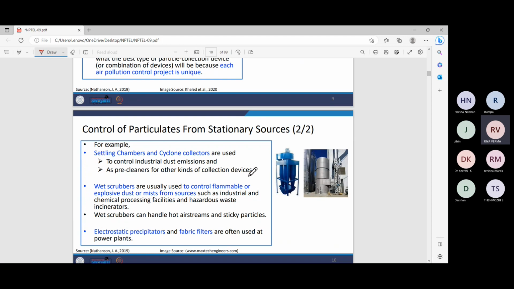So we can use wet scrubbers in those areas because they can handle hot air streams, which settling chambers and cyclonic separators generally can't do. And ESPs and fabric filters are used to collect dust, often at power plants.